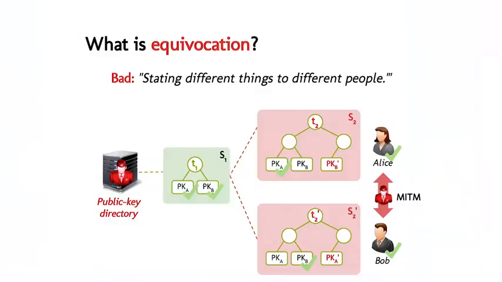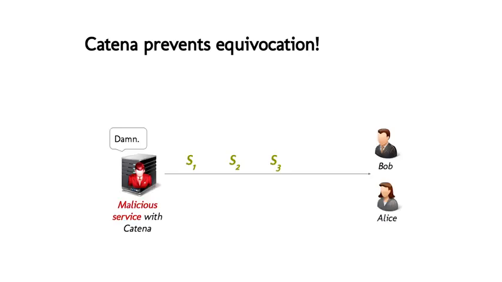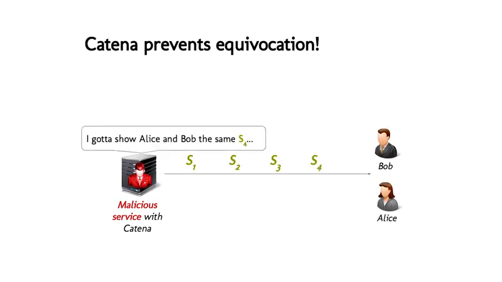So in conclusion, equivocation can be pretty bad. So this idea that you say different things to different people can be pretty disastrous. And what Catena does is it prevents that. So in general, if you have this malicious service that is backed by Catena, if it wants to say different things to different people, it cannot do that. It has to show the same thing to everybody.